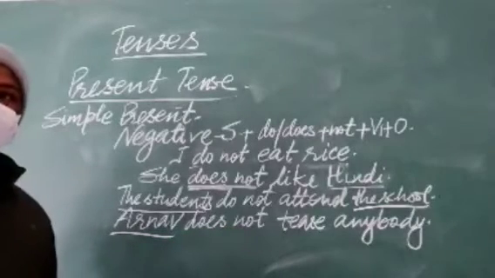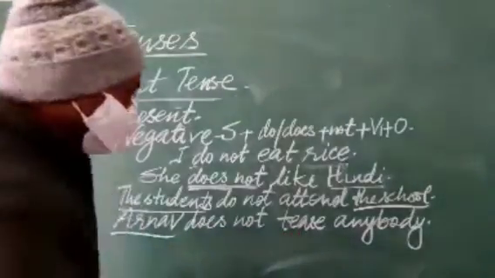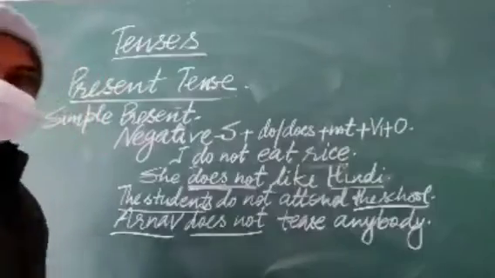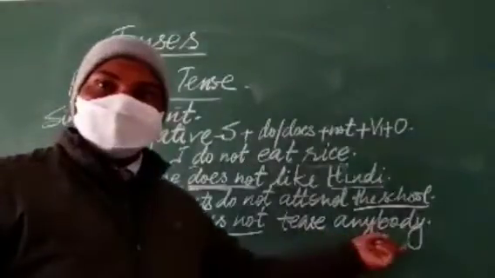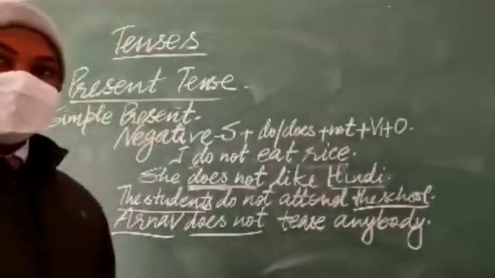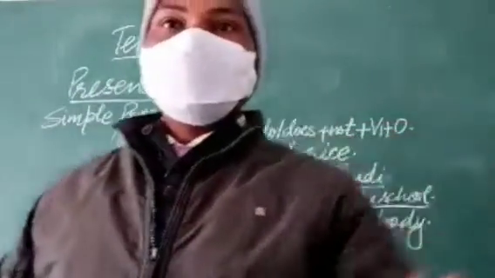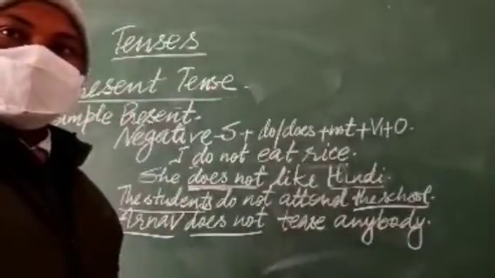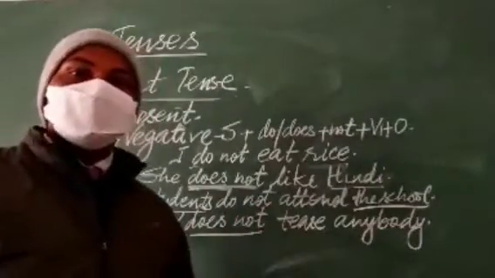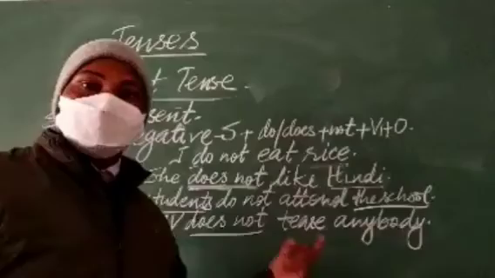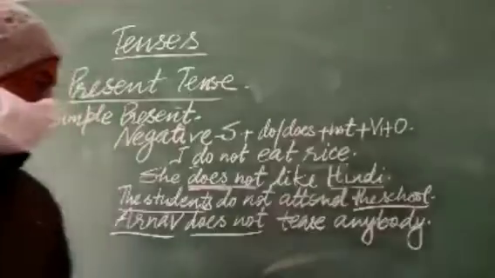Arnav does not tease, first form of verb. With singular subject we use does not, then first form of verb, and then object. So you have to write like this. If you write like this, you will be able to recognize such type of sentences very easily, and you will be able to make such sentences as well. Some more examples.